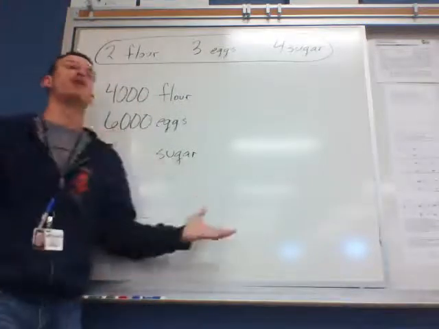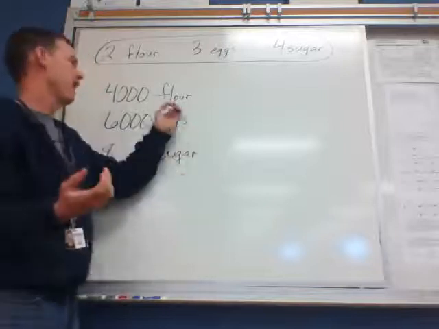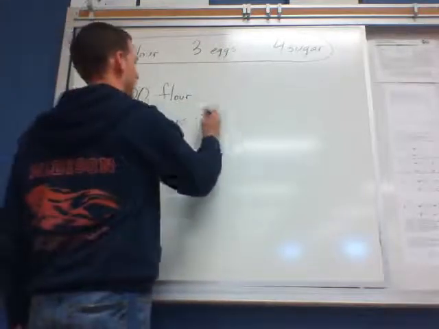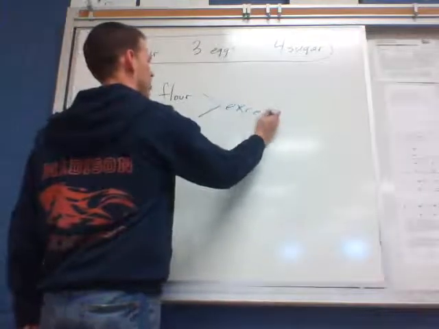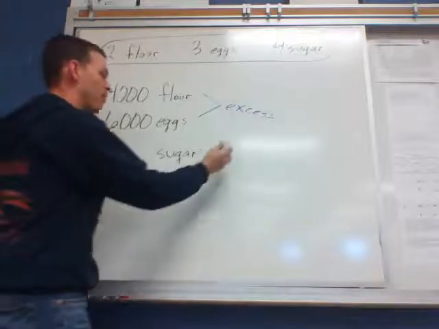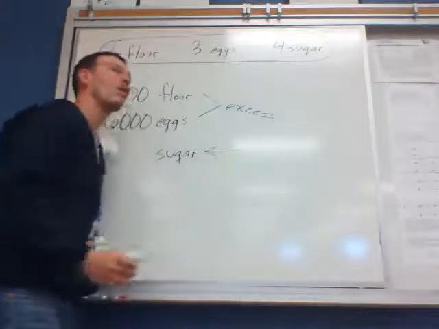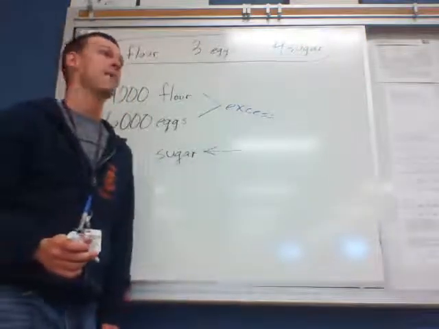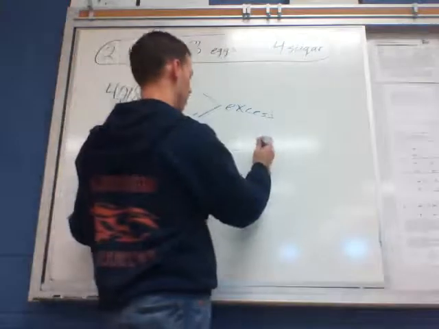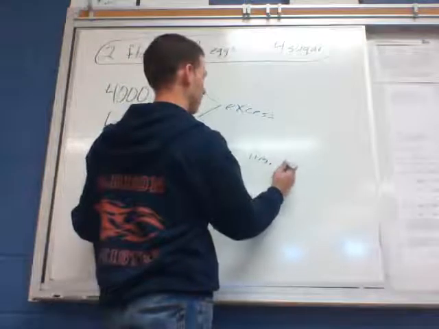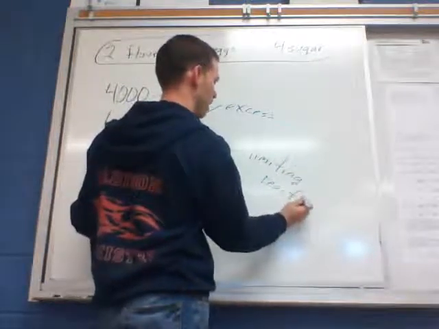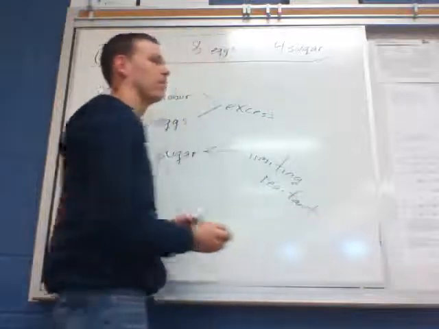And then we've got so much, we're drowning in flour and eggs. We have so much in what we call excess, just extra lying over that doesn't get used. But this guy right here that got used up first and made it so we could not make more cake, he limited us. He was our limiting reactant.